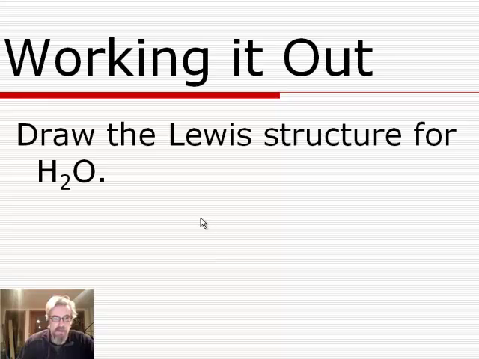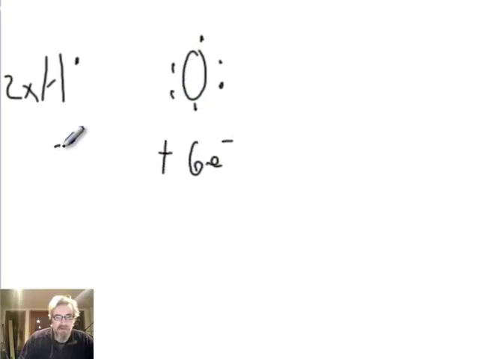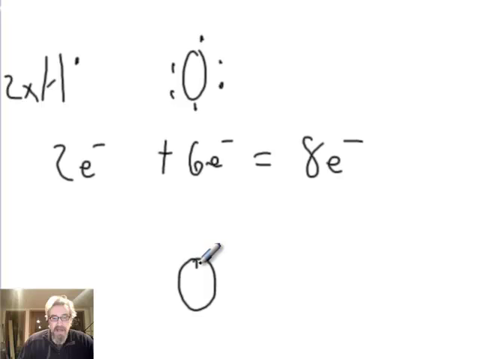Okay, one last one. Water, H2O. Water's got 2 hydrogens and an oxygen. Oxygen's column 6, so there's 6 dots. So 6 electrons here, plus 2 electrons here. When I add that up, that tells me 8 electrons should be in my structure. Hydrogen has to go on the outside, so it's going to be O in the middle, H on the outside.